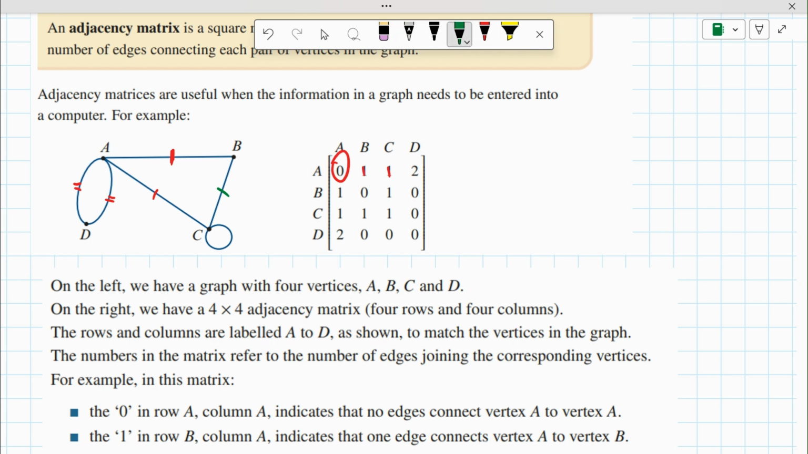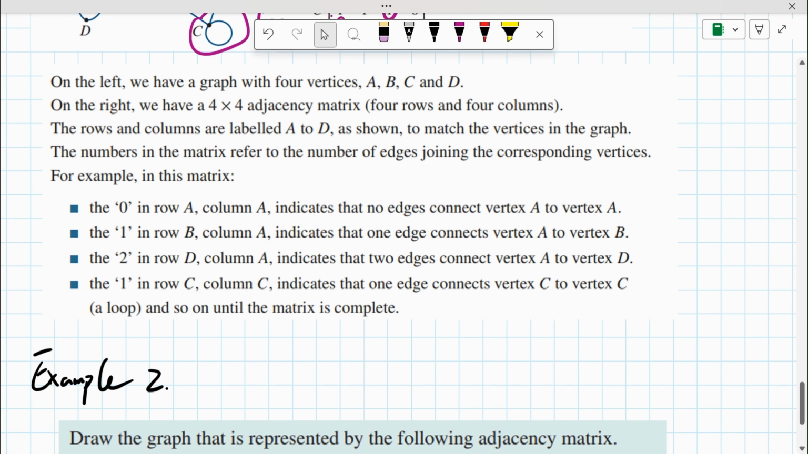Next we can use a different color. C has a connection which is a loop, so C to C is 1 here. C to A and C to B also have 1, but no connection to D. And D only has a connection with A, so it's 2, and 0 with the others. Hopefully that makes sense. The 0 at row A and column A means there is no edge from vertex A to A, and so on. That's the example I just showed you.